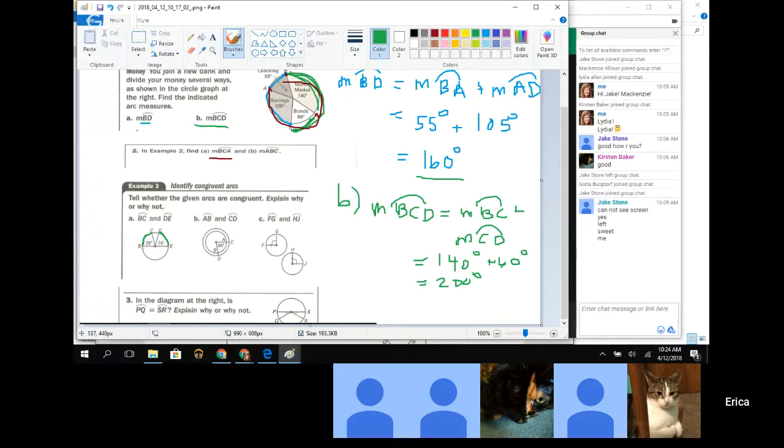So we know this angle and this angle are both 75 degrees. They're congruent to each other, right? So then we also know that arc BC is 75 degrees and arc DE is 75 degrees. So we do know that, yes, in fact, these guys are congruent to each other. That makes sense? They're on the same circle and they have the same measurement. Okay.